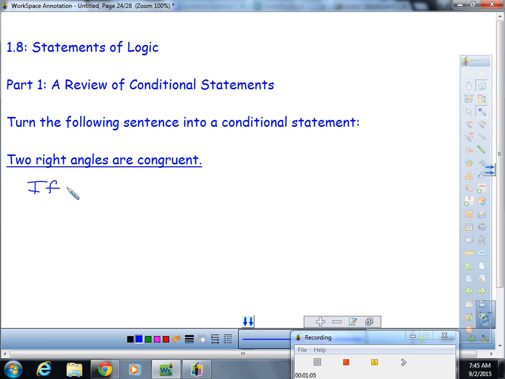If two angles are right angles, then they are congruent. Okay? So you have to make sure that you are thinking these through with logic. The order matters.